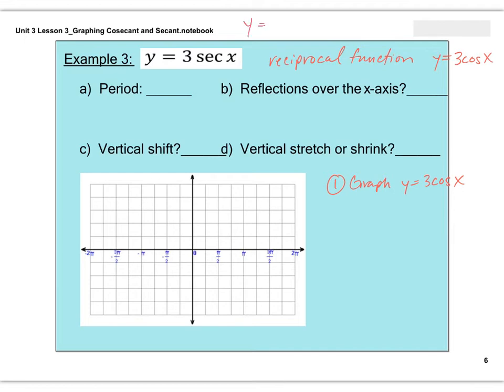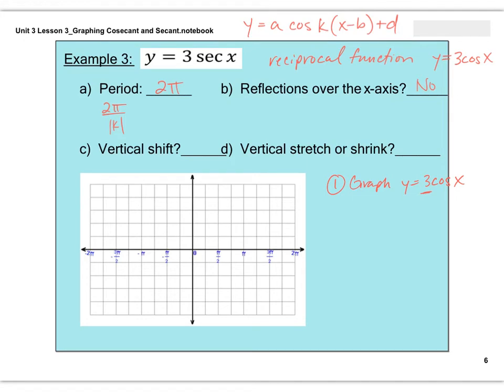Remember cosine, y equals a cosine k x minus b plus d. So the period is usually 2 pi, and we divide it by k. So 2 pi divided by the absolute value of k. Well, in this case, there's nothing there in front of the x, and so the period is still 2 pi. Does it reflect over the x-axis? Is the a negative? No.